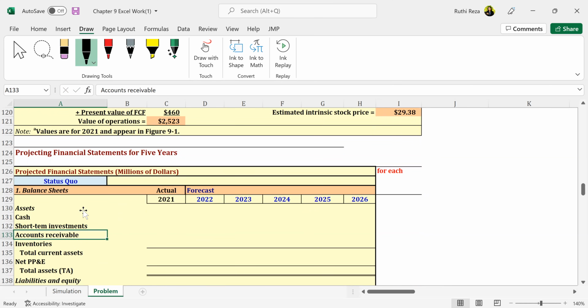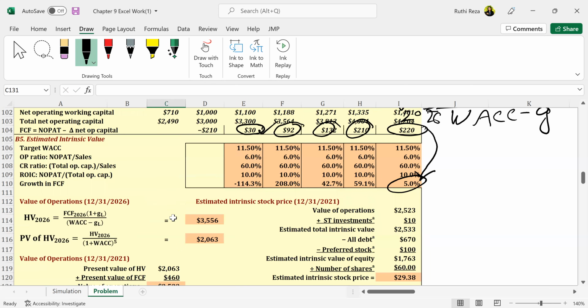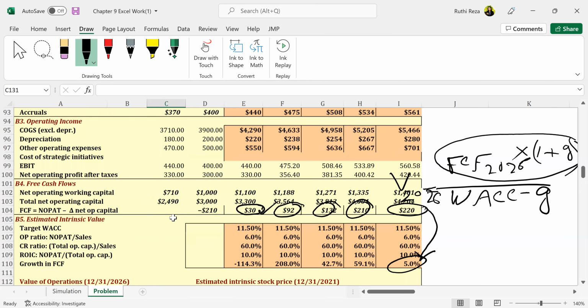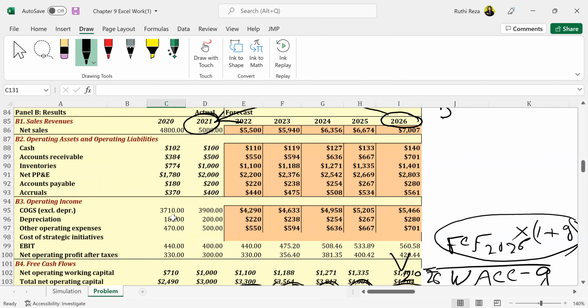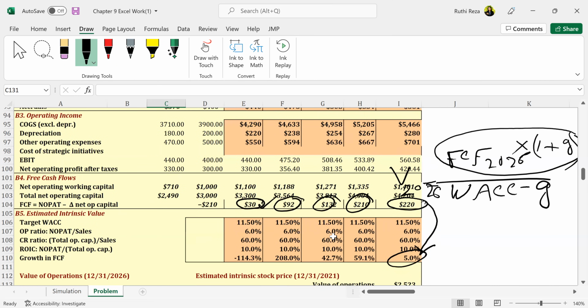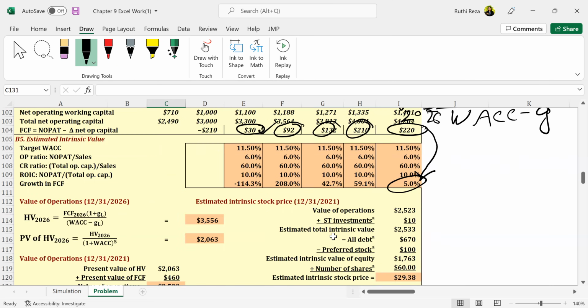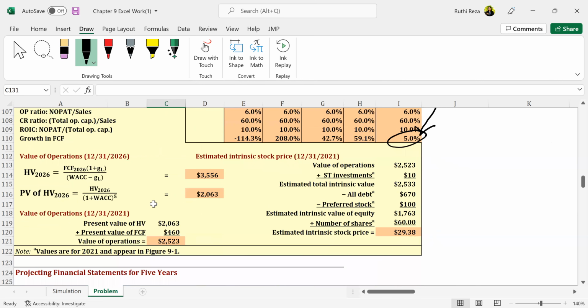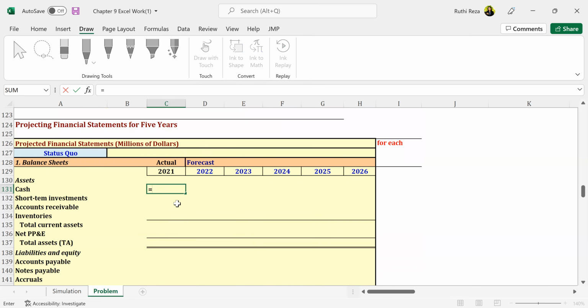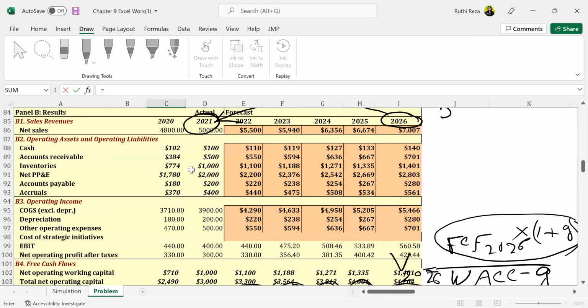Now, let us complete our pro forma financial statement. All right. So remember, to get our free cash flow to the firm, we already forecasted our operating items. That means operating expenses, sales revenues, operating assets, and operating liabilities. So we need to now forecast the remaining income statement and balance sheet accounts to actually complete our pro forma financial statement. All right, so first cash, we already know our cash.